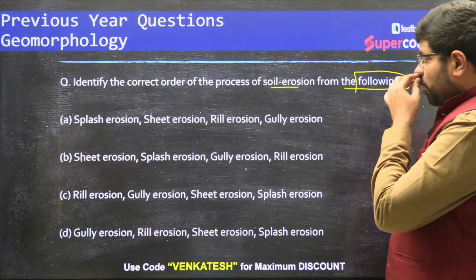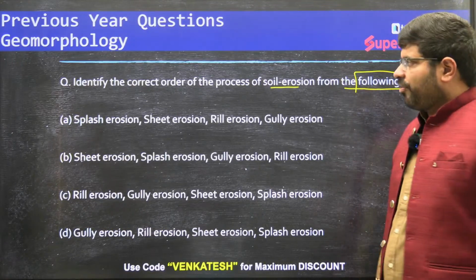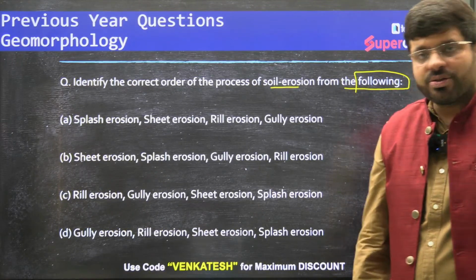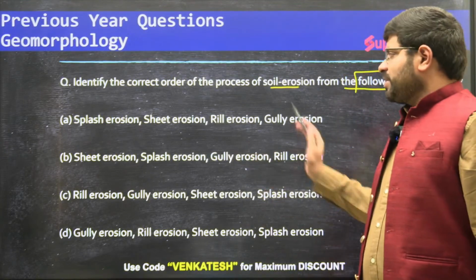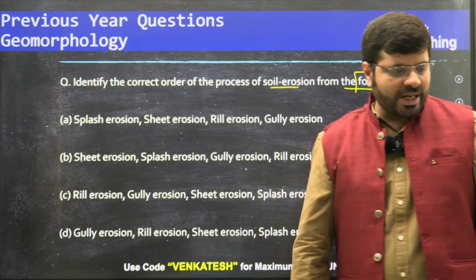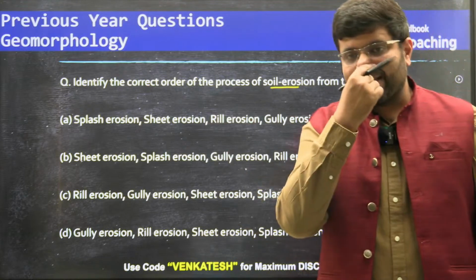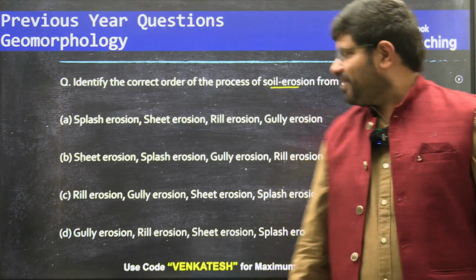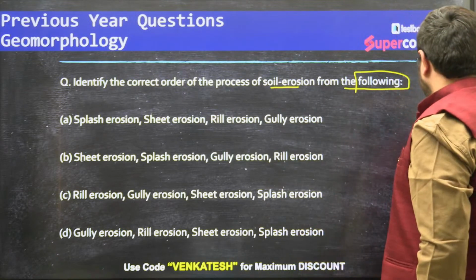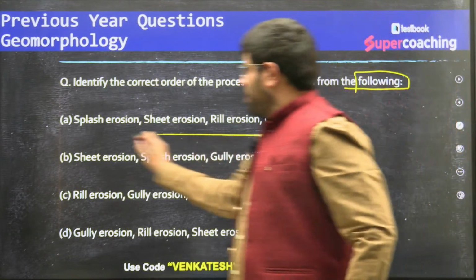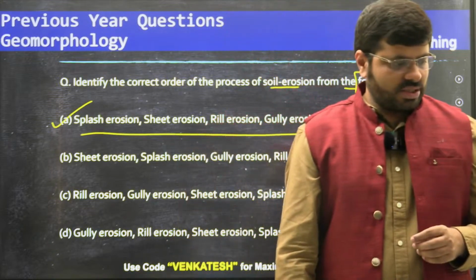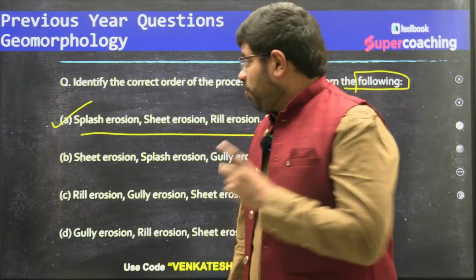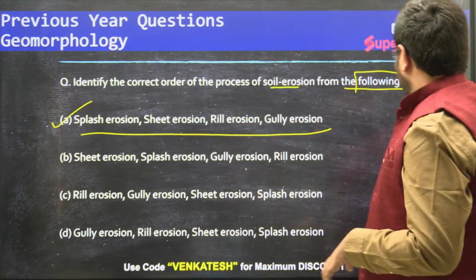Identify the correct order of the process of soil erosion from the following: splash erosion, sheet erosion, rill erosion, gully erosion. Which is the first, which is the end? Try to understand. If you have understood this, you will get the answer right. So if you see, the correct answer will be option A. The first thing, any kind of erosion starts with what? Splash erosion. Let me show you a picture.